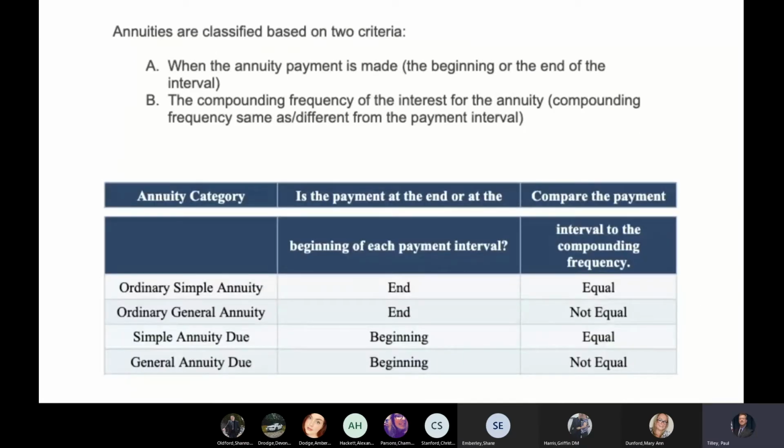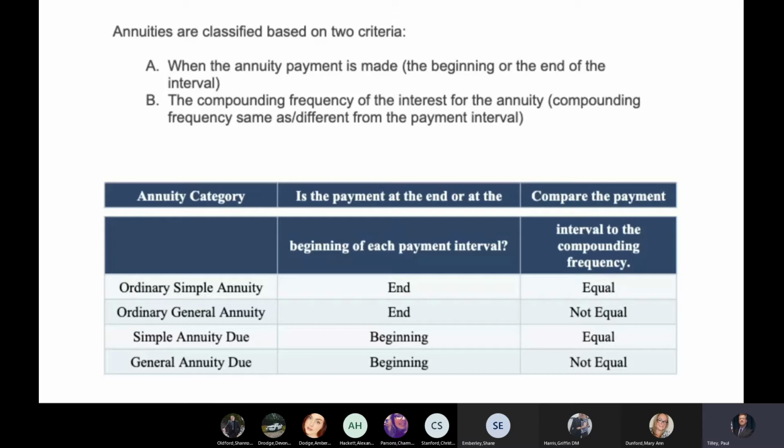As I said, annuities can be classified in 2 basic ways, and there are criteria: when the annuity payment is made, at the beginning or the end of the month, and how often the compounding frequency is. These are a couple of things we need to concern ourselves with in every single problem. And then we have the compounding frequency. As we've seen with compound interest, compounding frequency is sometimes given to us in variations: the interest is compounded daily, weekly, monthly, semi-annually, quarterly, these sorts of things.